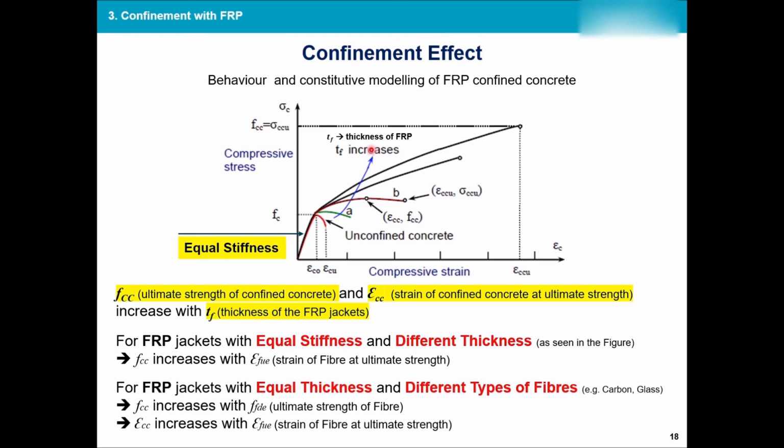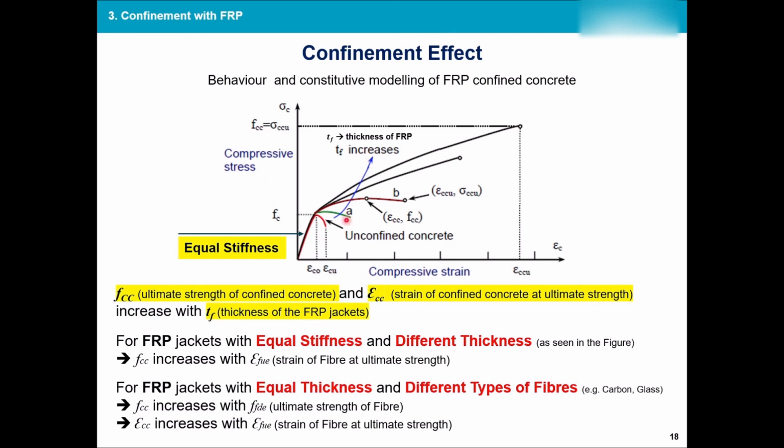And talking about what we just discussed, for FRP jackets with equal stiffness, you see the stiffness of all of them are the same, and different thicknesses, as you can see, f'cc increases with epsilon fue, the strain of fiber at ultimate strength.